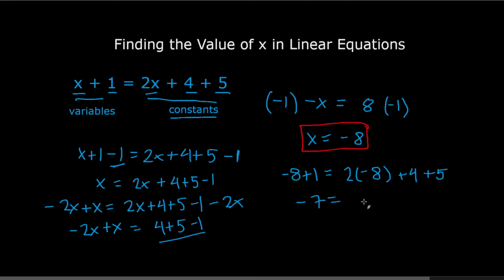Now, dapat mag-negative 7 din tong side na to. So, 2 times negative 8 is negative 16. And then, 4 plus 5 is 9. Bring down natin tong negative 7. Okay, let's solve. Negative 16 plus 9 is actually equal to negative 7. So, that means, valid tong equation, satisfied, and then, that means tama tong x is equal to negative 8.